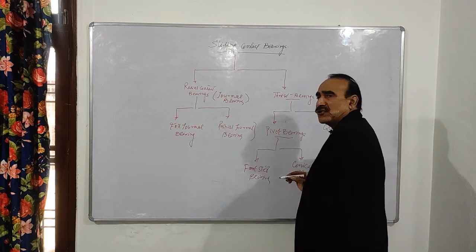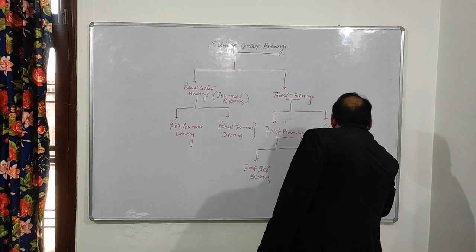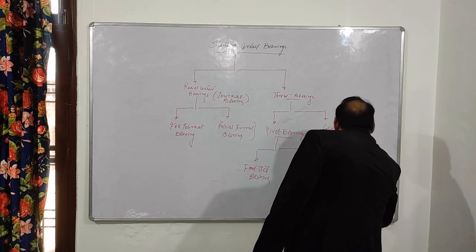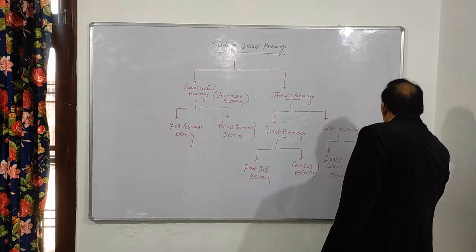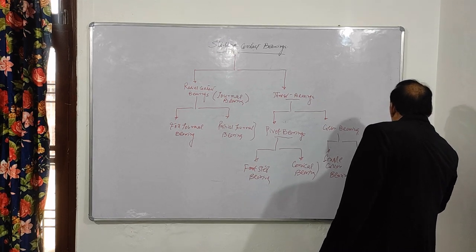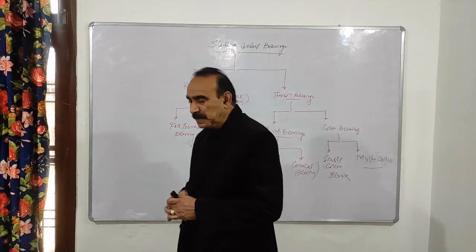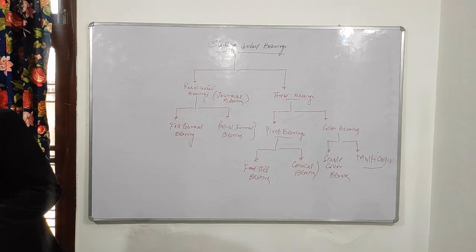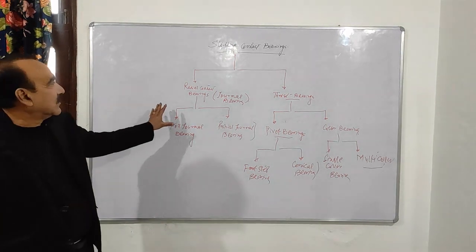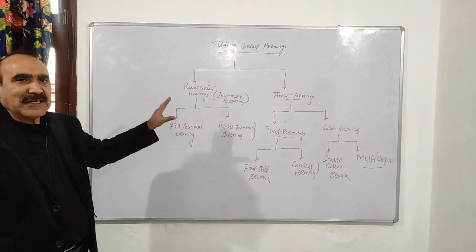Now you come to this collar bearing, that is also divided in two parts, that is single collar bearing and multicollar bearing, right? So these are the description of this bearing. So sliding contact bearings, they are mainly divided in two parts.